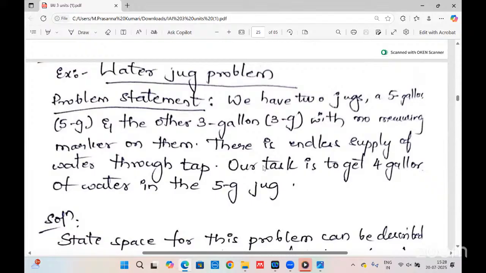Madam, X, Y, why we take them is, it's up to you. You can take P, Q also. The normal language of the CSE people will be X and Y only. Okay. X equal to 0, Y equal to 0.